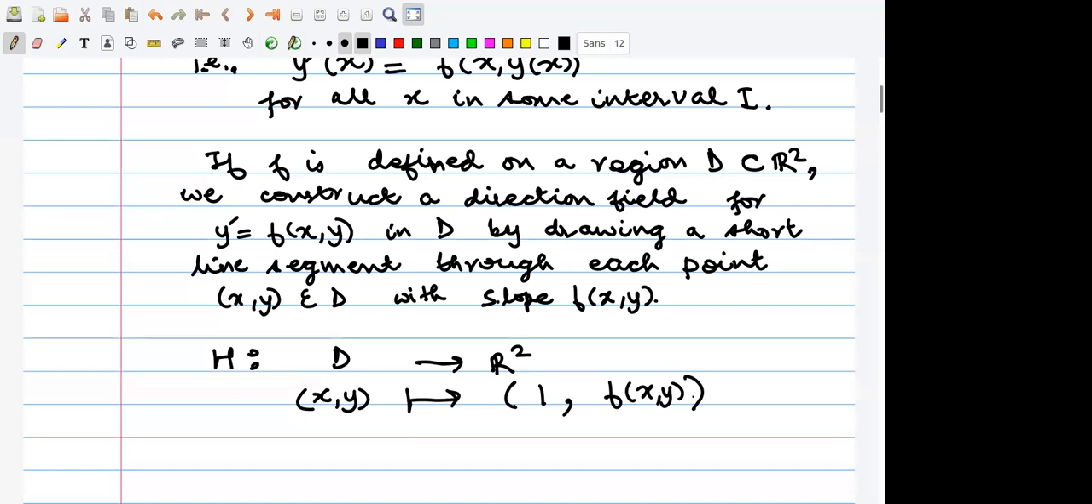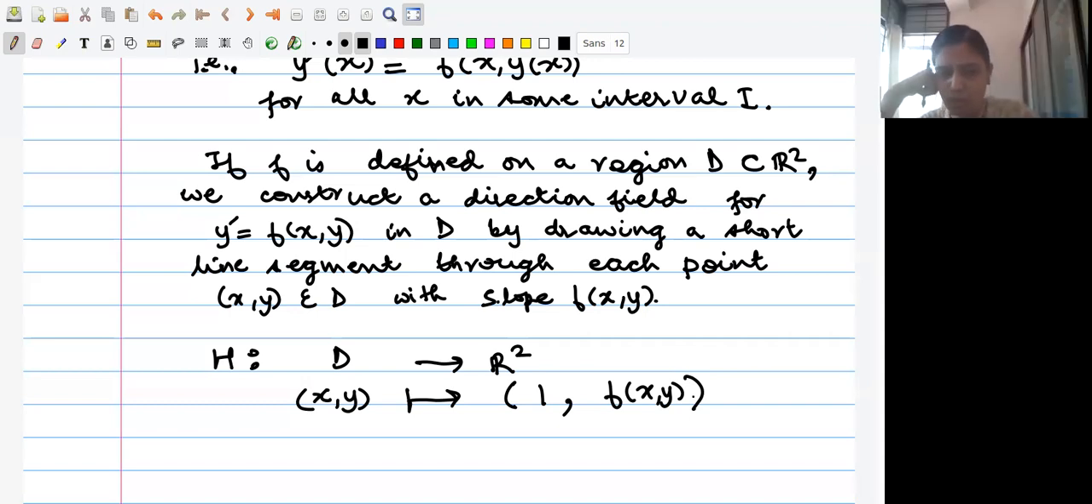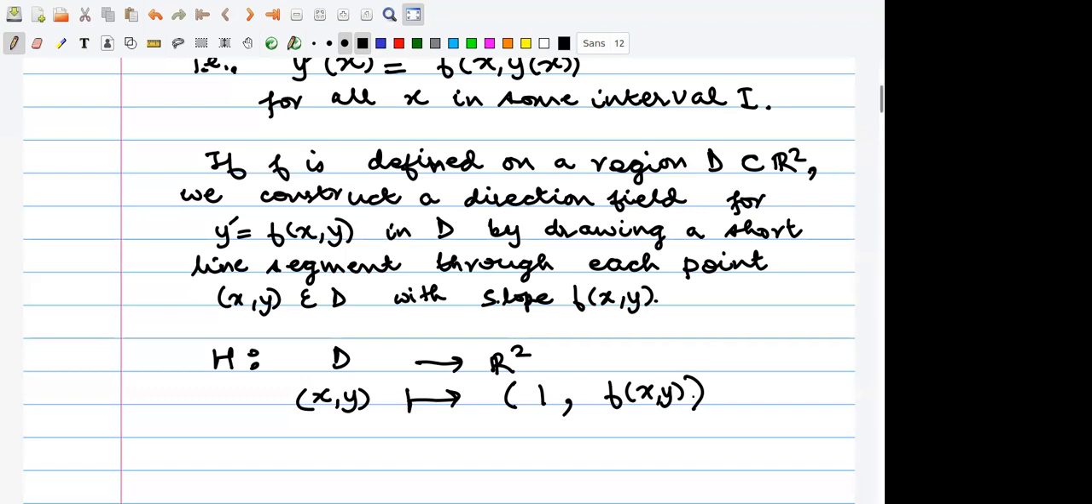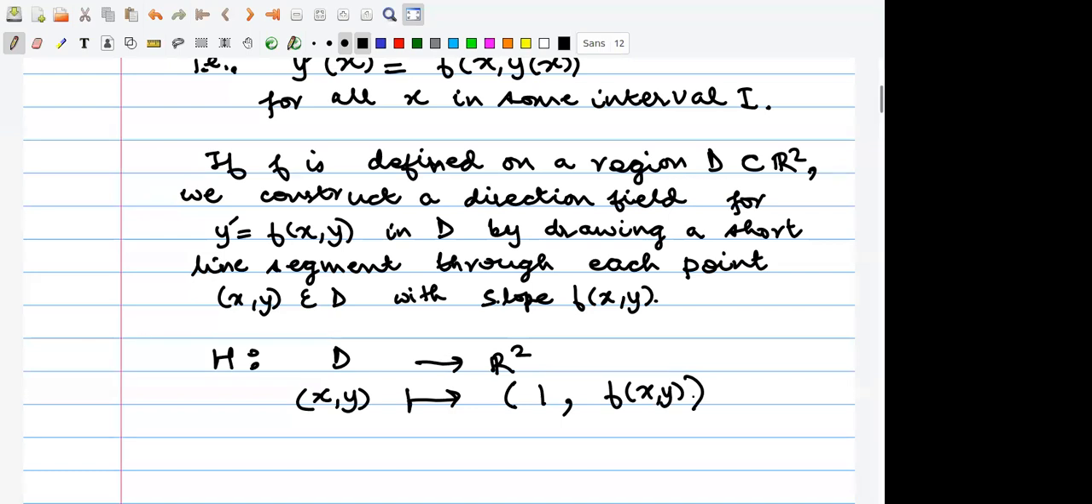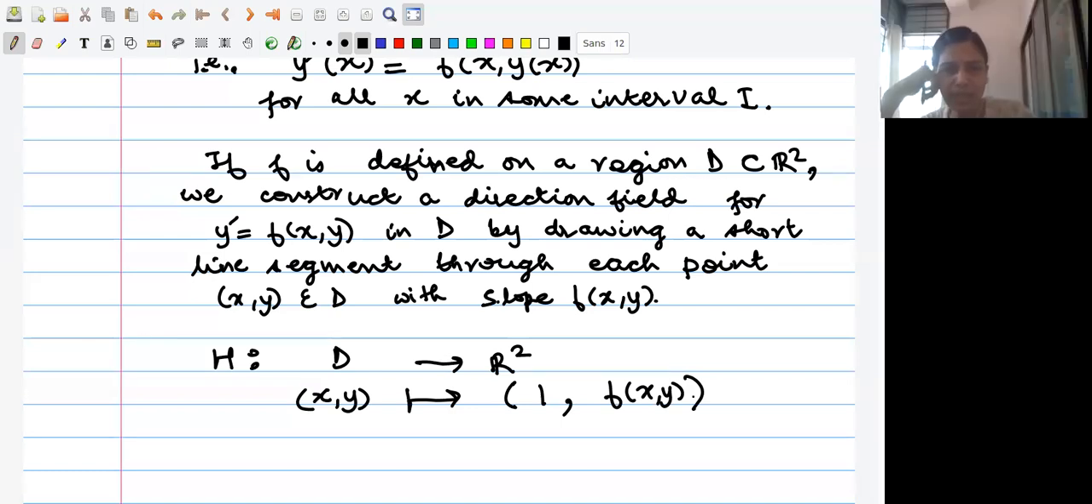So this looks like (1, tan theta), and tan theta is the slope. Correct. So if you look at this point (1, tan theta) in R2, if you put this vector at the point (x, y), this will have slope tan theta, correct? Yes. Is that okay? So far so good with you. Yes, it's okay.